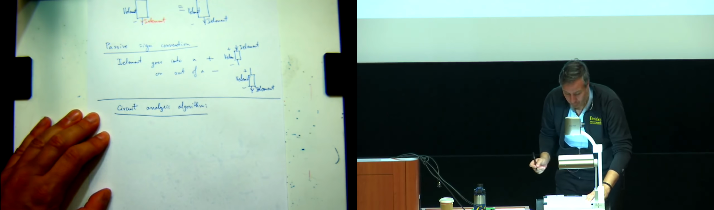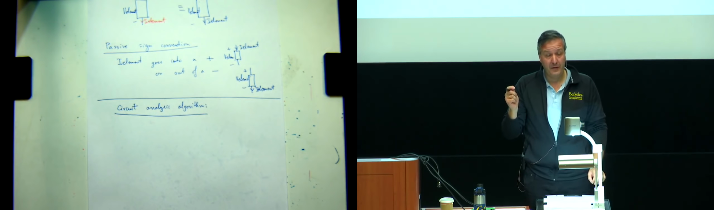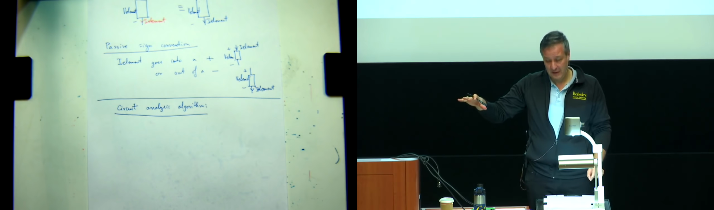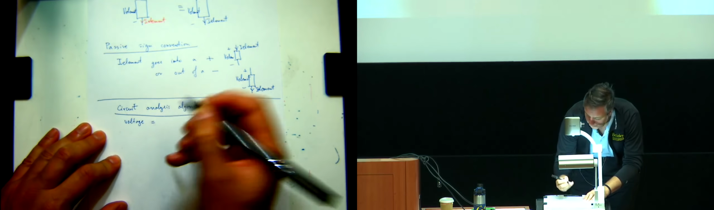Okay, so the circuit analysis algorithm. Before we do it, I just want to clarify a few things so that it's actually clear what's going on. So, first, voltage equals a difference of two potentials.